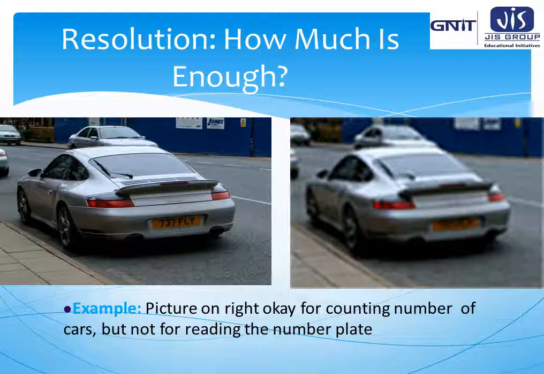But if you want to know the number of those cars, or if you want to read the digits in the number plates, it is not possible from the right side image. So in that case you require the left side image, which will give you a clear idea about the digits written in the number plate. So this is an example where the picture on the right is okay for counting the number of cars but not for reading the number plate.